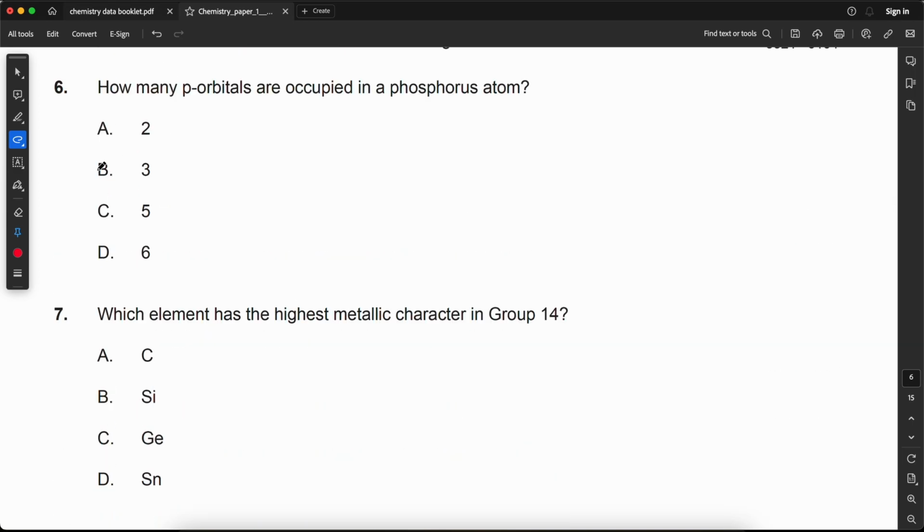How many p orbitals are occupied in a phosphorus atom? Phosphorus has atomic number 15, so 15 electrons. So 1s2, 2s2, 2p6, 3s2, 3p3. We've got 3 p orbitals here, 1, 2, 3, and this should be 2p6, yeah? And then 3p3. So 6 orbitals are occupied.